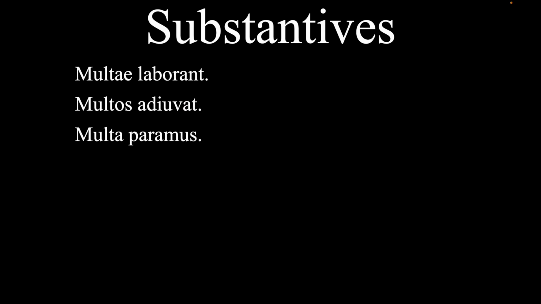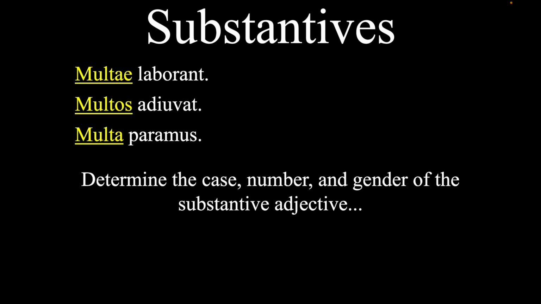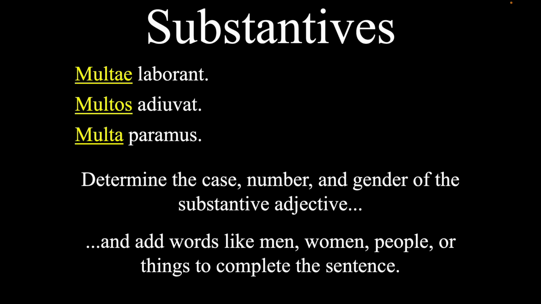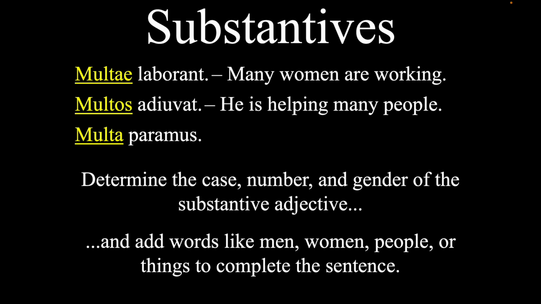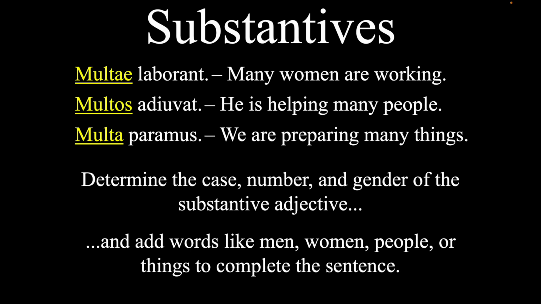Here are a few more examples that are similar to the ones that we just saw previously. Each of these sentences has an adjective that doesn't describe anything else in the sentence, i.e. a substantive. So just remember, when you're dealing with a substantive, first figure out the case, number, and gender of the word, and then add something like men, women, people, or things to make it work in English to finish the sentence. So for these examples, we get many women are working, he is helping many people, and we are preparing many things.